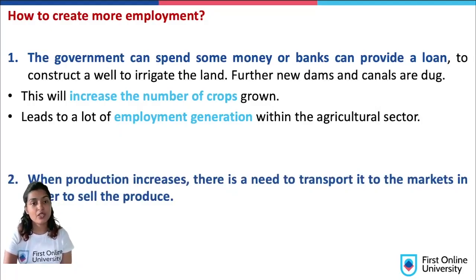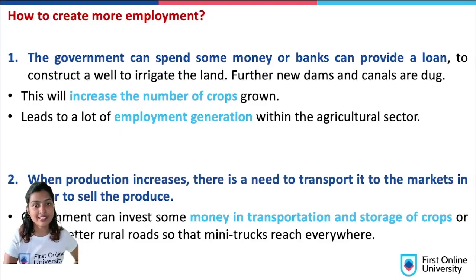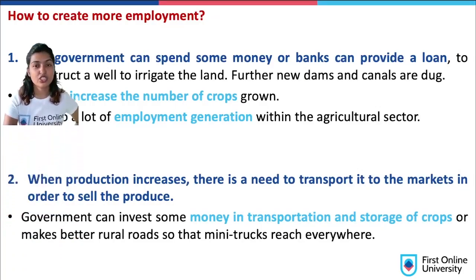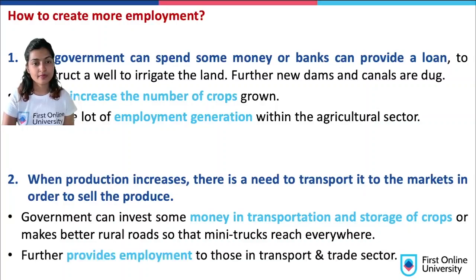Right? So the second process is that when production increases, there is a need to transport it to the markets in order to sell that produce. Governments can invest money in transportation and storage of crops in godowns, or they can make rural roads better so that many trucks reach everywhere in a shorter period of time. Further, it provides employment to those in the transport sector and the ones in the road construction sector.